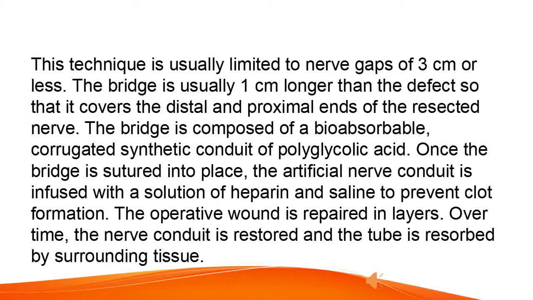This technique is usually limited to nerve gaps of 3 cm or less. The bridge is usually 1 cm longer than the defect so that it covers the distal and proximal ends of the resected nerve. The bridge is composed of a bioabsorbable, corrugated synthetic conduit of polyglycolic acid. Once the bridge is sutured into place, the artificial nerve conduit is infused with a solution of heparin and saline to prevent clot formation. The operative wound is repaired in layers. Over time, the nerve conduit is restored and the tube is resorbed by surrounding tissue.